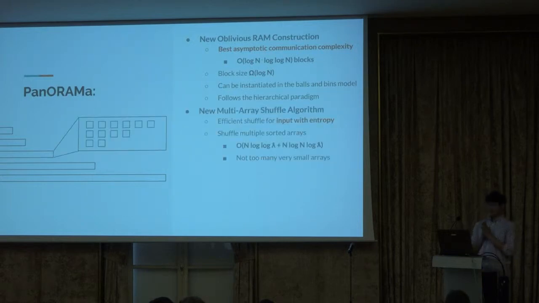Of independent interest, we have two new components that might be useful elsewhere. The first is what we call a multi-array shuffle algorithm. From a high-level point of view, you get a bunch of shuffled arrays that are all perfectly permuted, and you want to output just a single array that's perfectly permuted. One way to do this is using an oblivious sort, but we show essentially by using the entropy of the input, you can achieve much better efficiency.